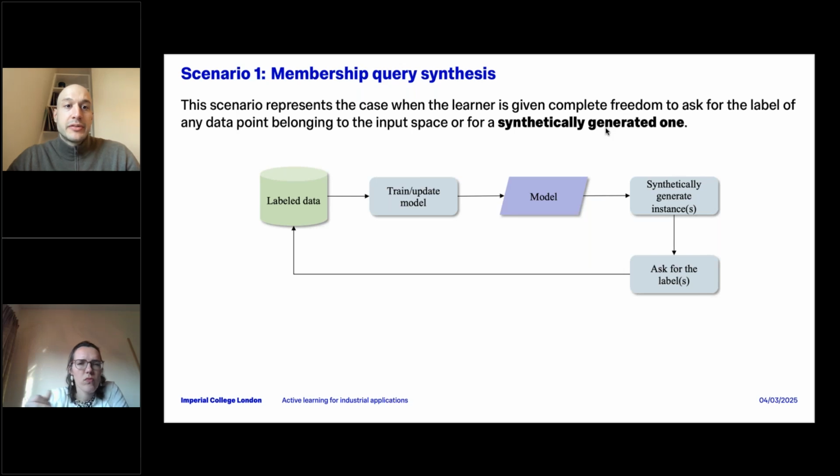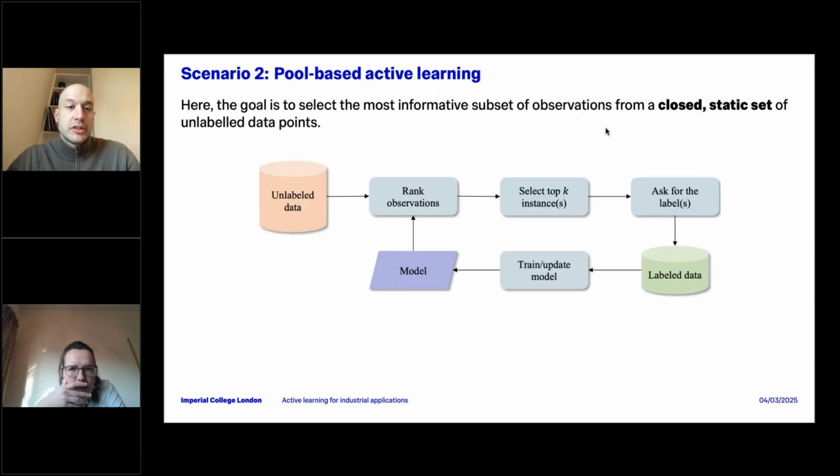A second scenario, which is most commonly encountered in practice and in the literature, is that we have a huge pool of unlabeled data and we need to select some observations, a subset of it, that we want to label. So imagine, for example, we have a folder with tons of images, thousands and thousands of images, and we say we only have 1 day to label the images. How do we select the most informative ones to train a model?